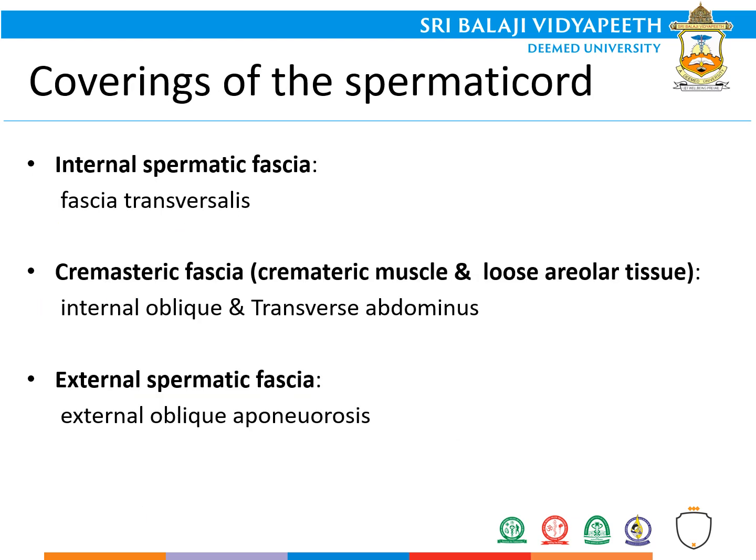The coverings of the spermatic cord include the internal spermatic fascia, which is derived from the fascia transversalis, and the cremasteric fascia, which consists of cremasteric muscle and loose areolar tissue and is derived from the internal oblique muscle and the transversus abdominis muscle. The external spermatic fascia is derived from the external oblique aponeurosis.